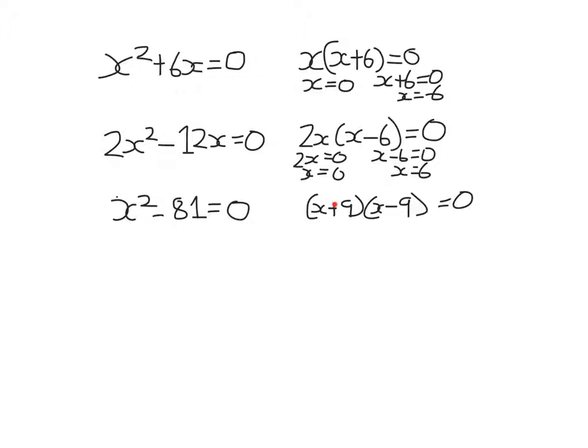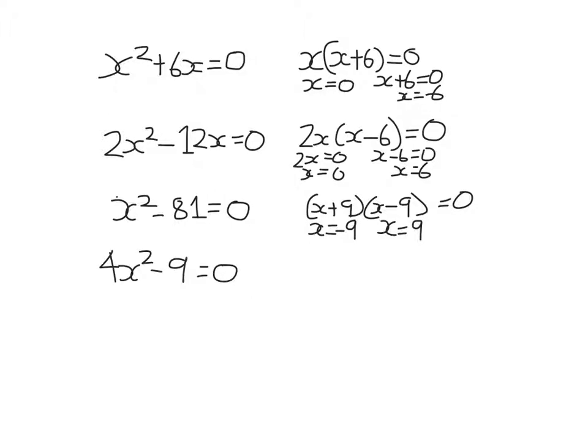So we've got something times something equals 0. Either the first something equals 0. If the first bracket equals 0, we get x is minus 9. If this bracket equals 0, we get x is positive 9. They are the two solutions, and we're done. So quadratic equations never have more than 2 solutions. They always have 0, 1, or 2.